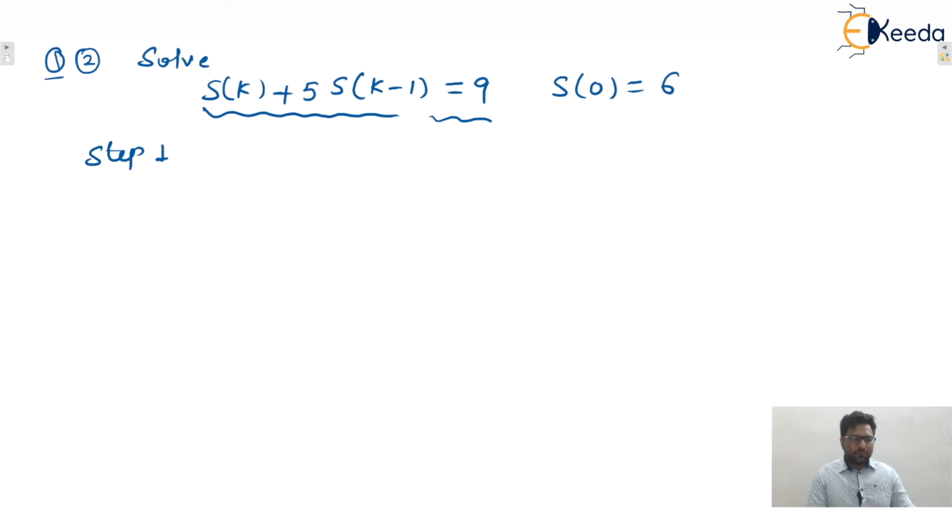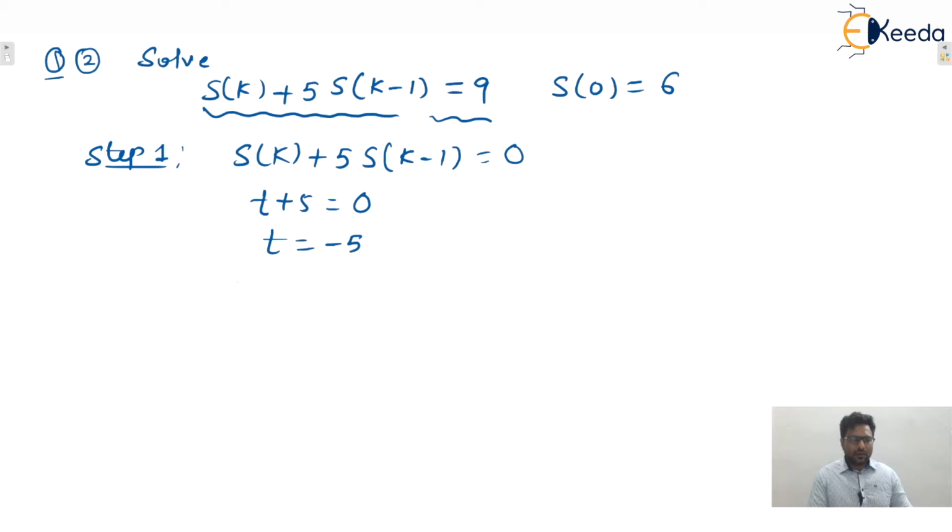Yes, write down step 1. s of k plus 5 s of k minus 1, put it equals to 0. Now write the characteristic equation t plus 5 equals to 0. Now from here t will be -5. So what will be the homogeneous solution? That will be C1 into -5 raised to power k only. Isn't it?